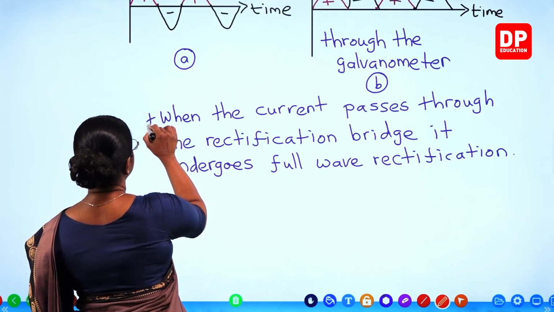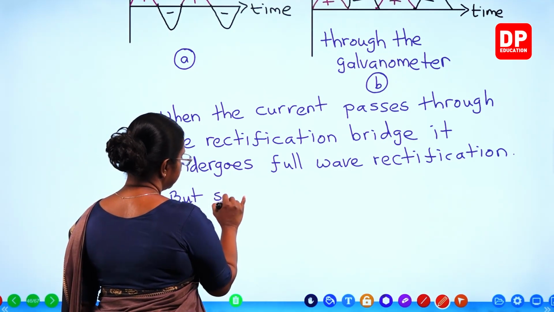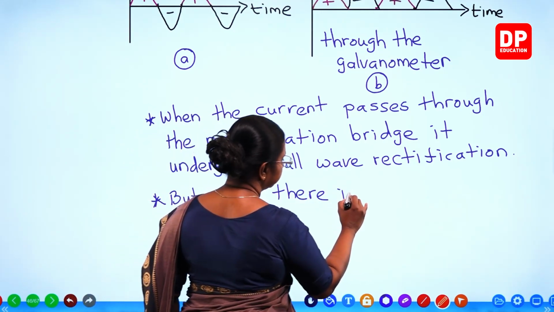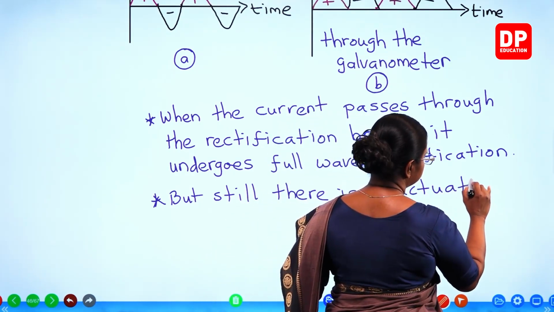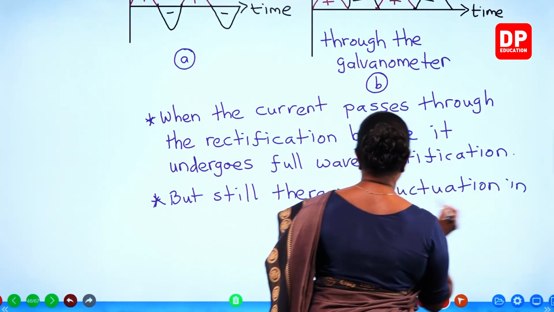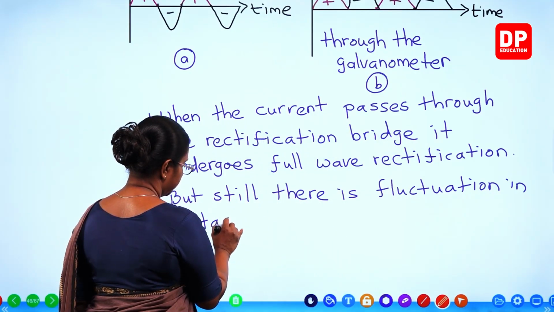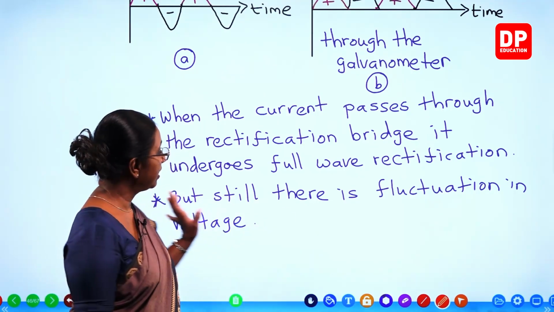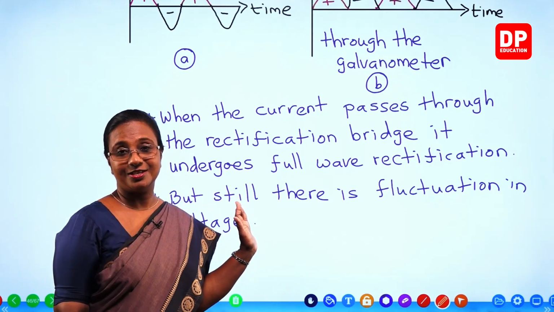That is 1. But still there is fluctuation in voltage. So those are the observations and we have explained it. I'm sure you all can understand that.